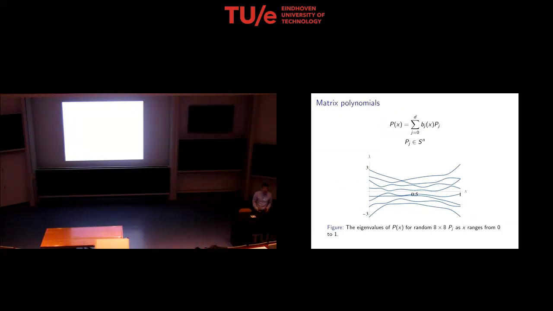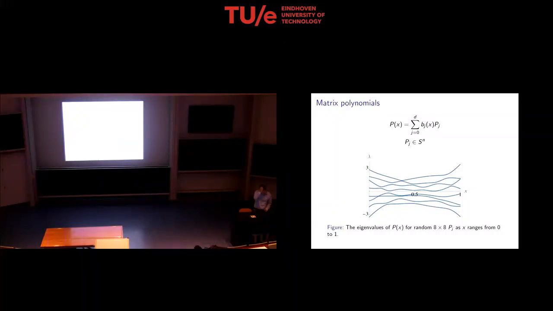So first, what is the matrix polynomial in this case? We let P of x be some combination of symmetric matrices. So the Pj are going to be symmetric matrices. And the Bj of x are the same Bernstein polynomials from before. But now instead of going from just 0 to 3, arbitrary degree goes to d. And then we can think about this.